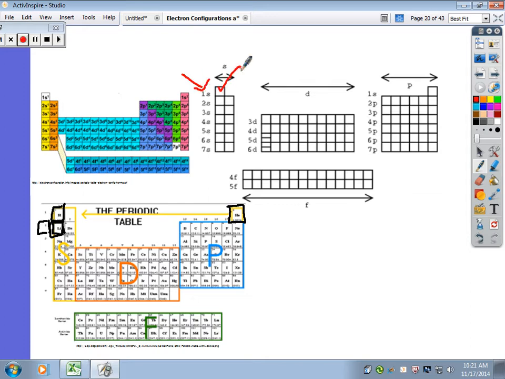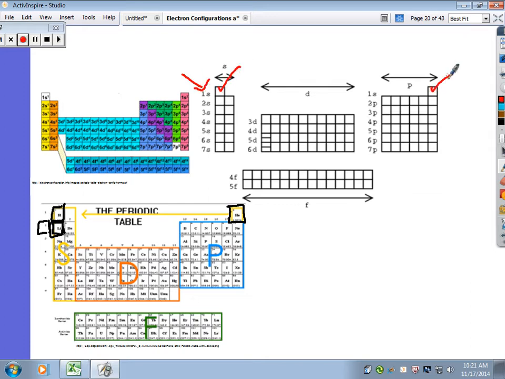Put an electron in this box first, then this box second, and this box third. Why? Because lithium has 3 electrons. 3 protons equals 3 electrons. So I'm going to go ahead and draw a line. What's that line represent? An orbital.